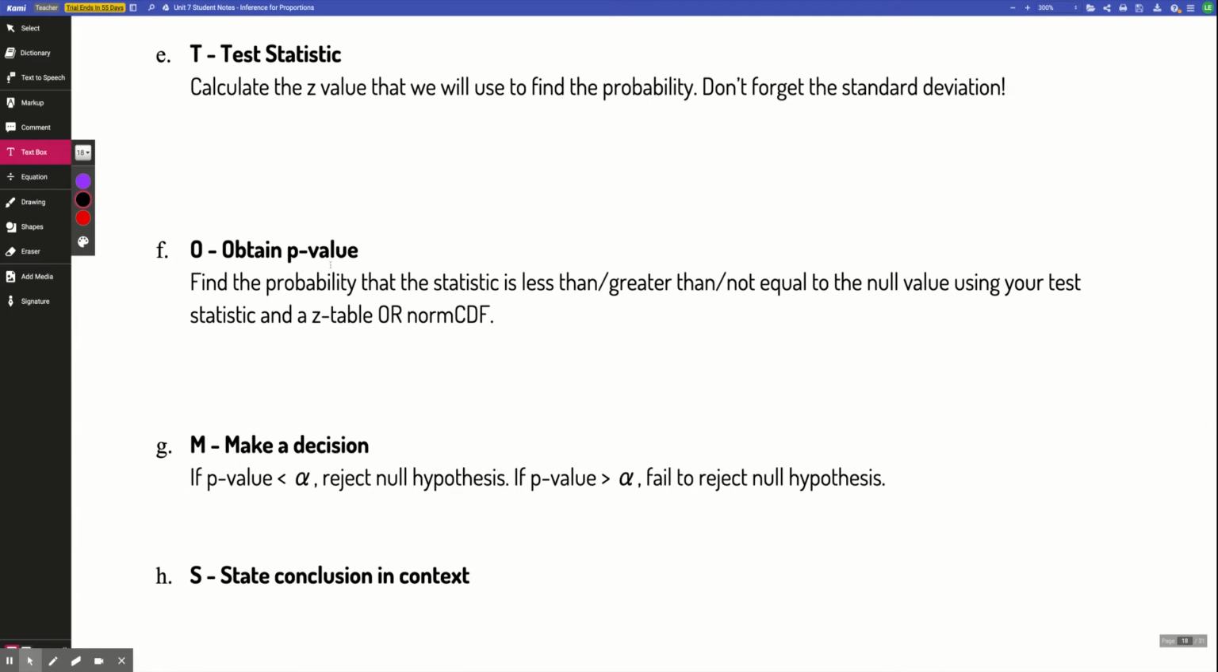T and O are the math steps, right? So this is where you actually do some arithmetic. So T stands for test statistic. So here we're going to calculate our Z value that we're going to use to find the probability, okay? So we have a couple of things that we need.